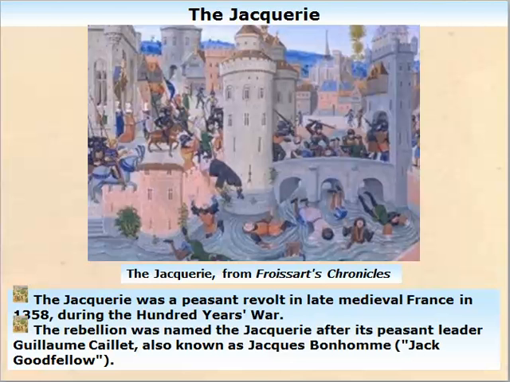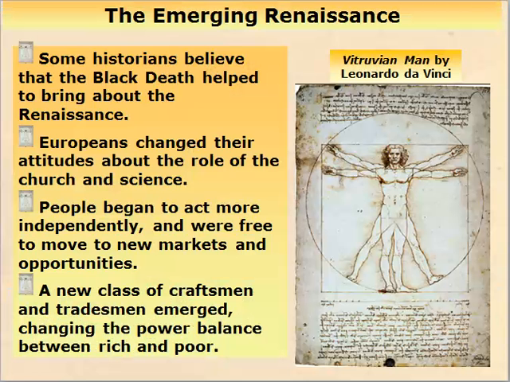Okay, the Jacquerie was a peasant revolt in late medieval France in 1358 during the Hundred Years' War. The rebellion was named after its peasant leader, also known as Jacques Bonhomme, Jack Goodfellow.